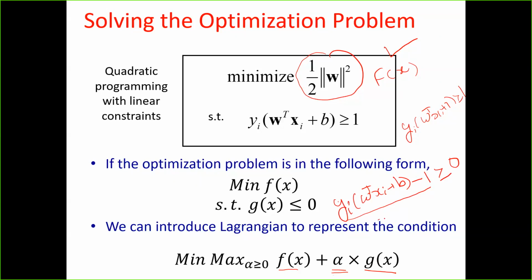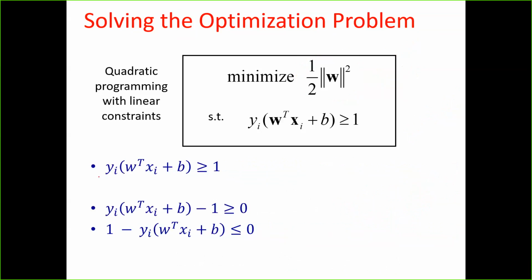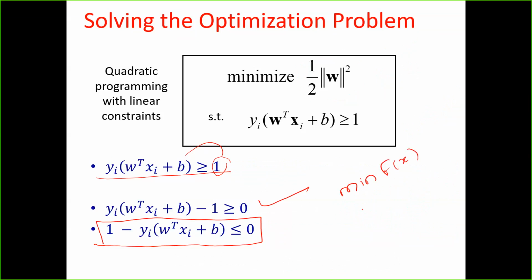So take minus 1. It means 1 minus yi times W transpose Xi plus B less than or equal to 0. Right? So yi times W transpose Xi plus B greater than or equal to 0. If you bring this one to the other side, this is equivalent to this. When you multiply it with minus 1, 1 minus yi times W transpose Xi plus B less than or equal to 0. So now is it in that form? Yes, sir. Minimization of f of x subject to the constraint that g of x less than or equal to 0. It is exactly in that form, right? G of x is exactly in that form, right?